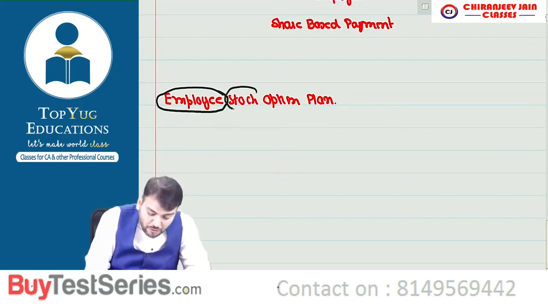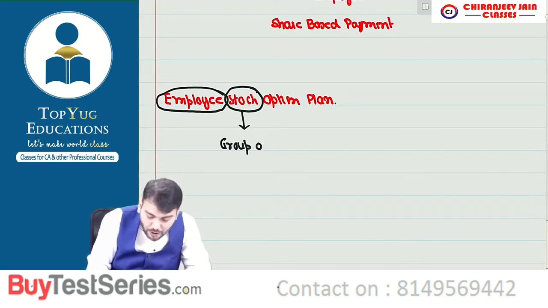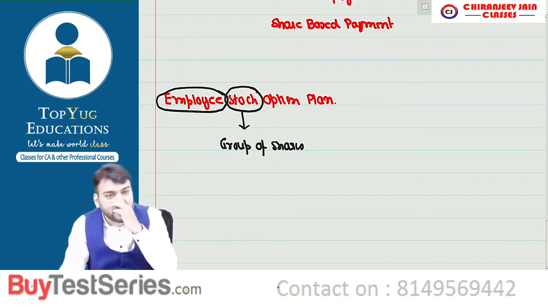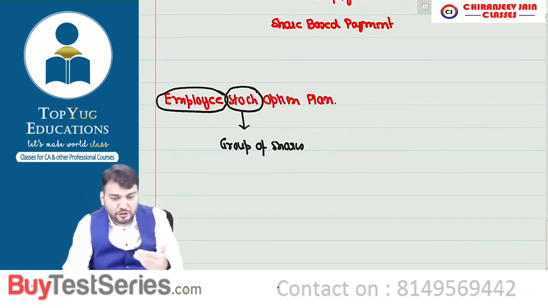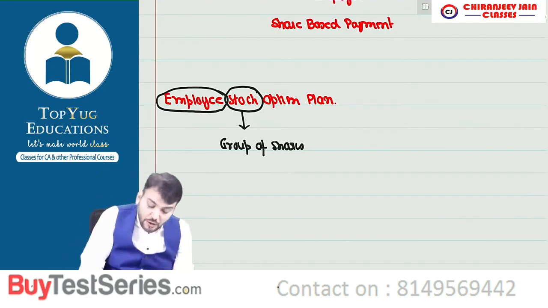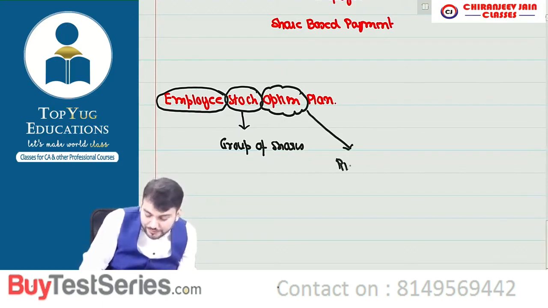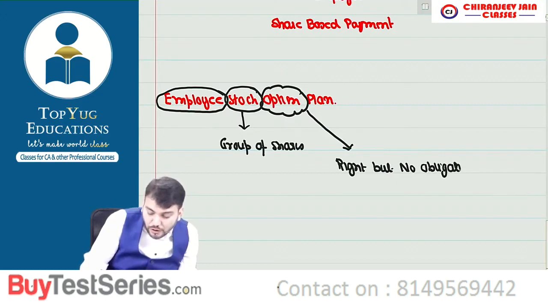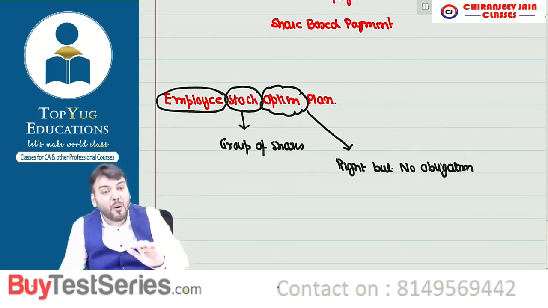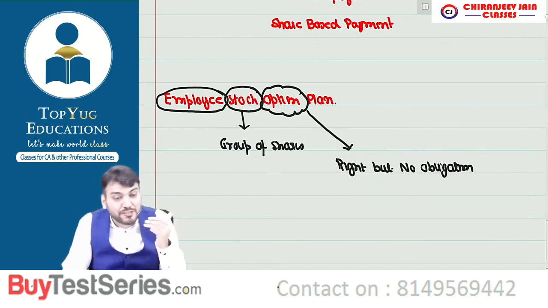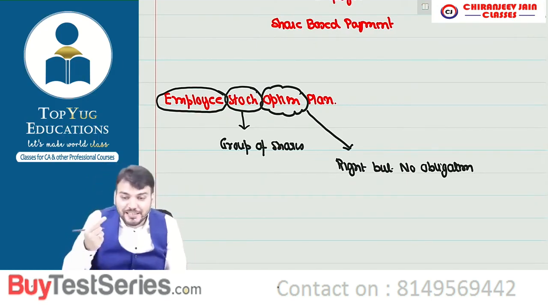Correct? Stock means what? Here stock means not inventory. This is a group of shares. So when a common word has been used for the group of shares, that is stock. Correct now. So in this, stock means a group of shares. Option means what? Option means a right, but no obligation. Means some option, some right is given to employee.